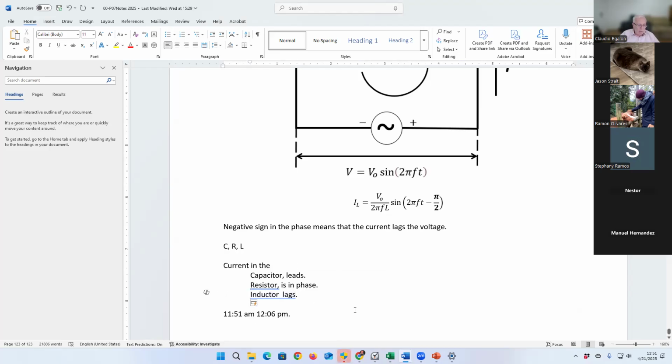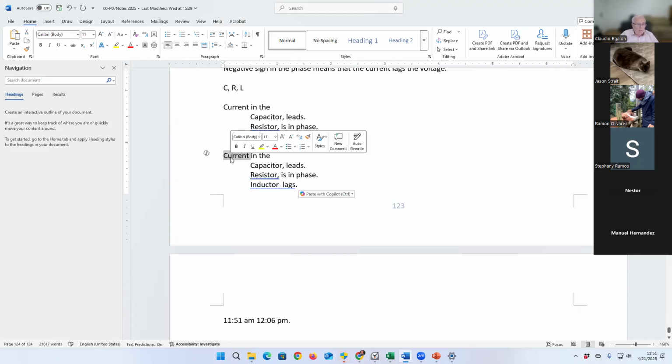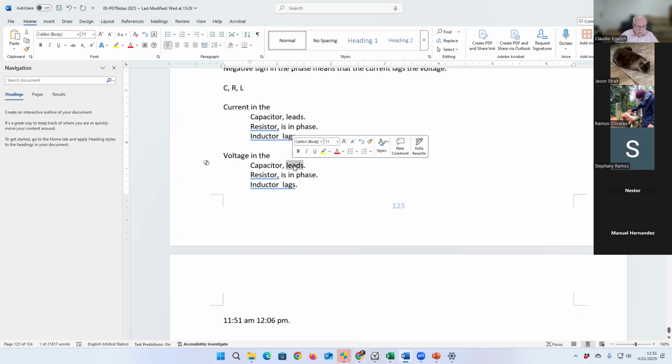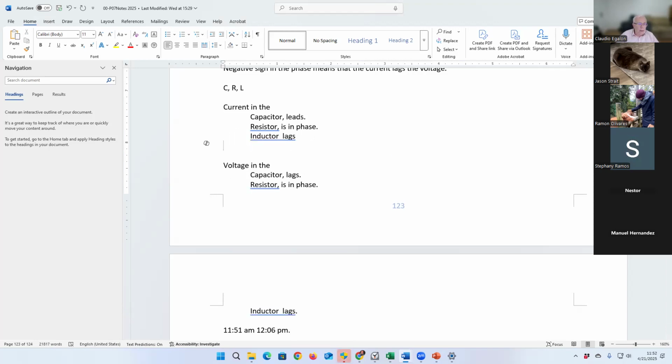We're talking about the current, right? But when we talk about the voltage, it's all the way around. Voltage for a capacitor lags, current lags. Okay, lags. I'm going to put it this way: 1, 2, 3. The voltage, right?